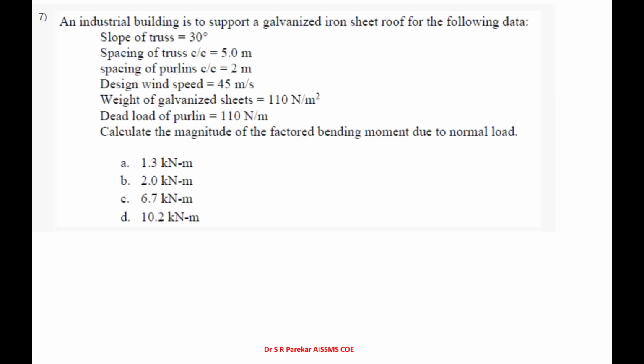Good morning. Now we will solve problems 7, 8, 9, which are from assignment number 11. We have been given this data related to an industrial building: spacing of truss 5, spacing of purlins 2, wind speed 45, weight of sheet 110 Newton per meter square, and dead load of purlin 110 Newton per meter. Calculate the value of bending moment due to normal load.